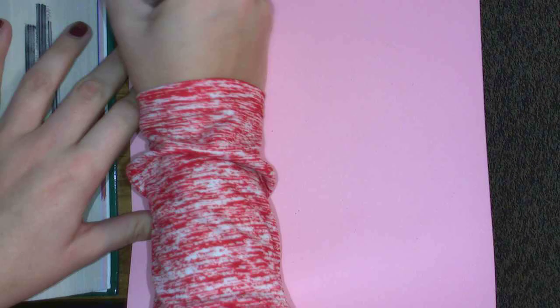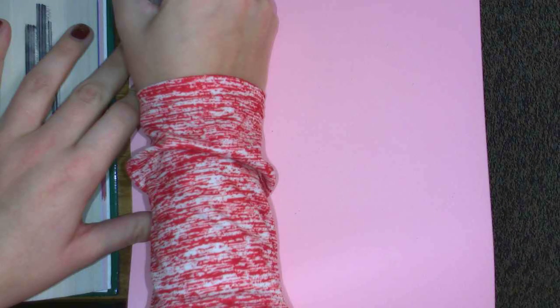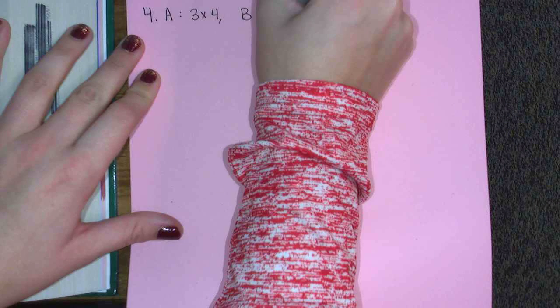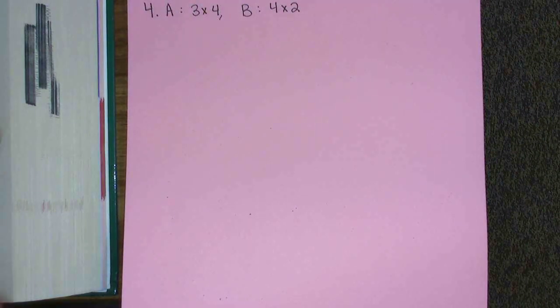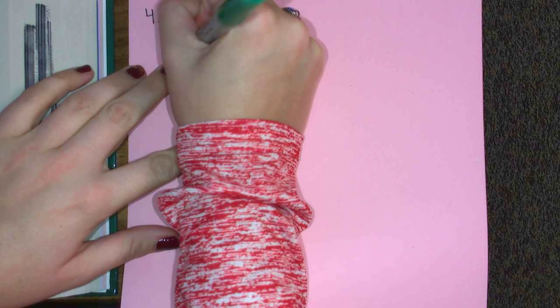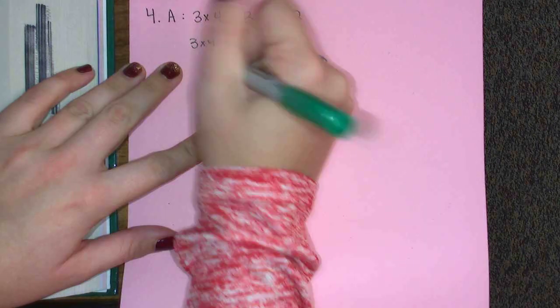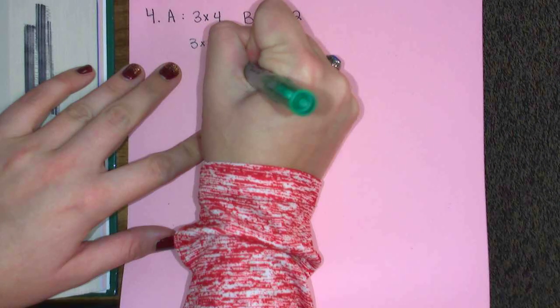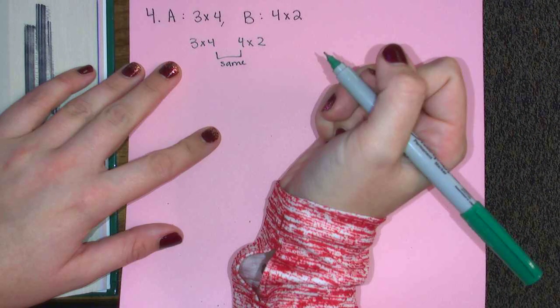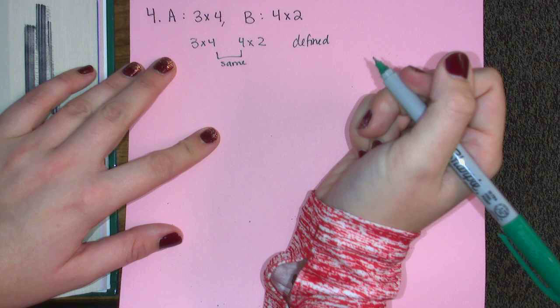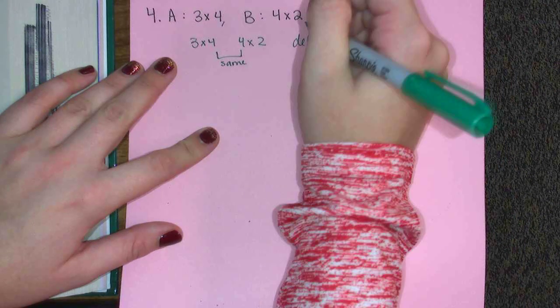So, number 4, A is a 3 by 4. B is a 4 by 2. So what you need to show me on your paper is that you're checking them. So 3 by 4 and a 4 by 2. These are the same, meaning what? It's defined. So you'd write defined. And then what is the resulting one? 3 by 2.